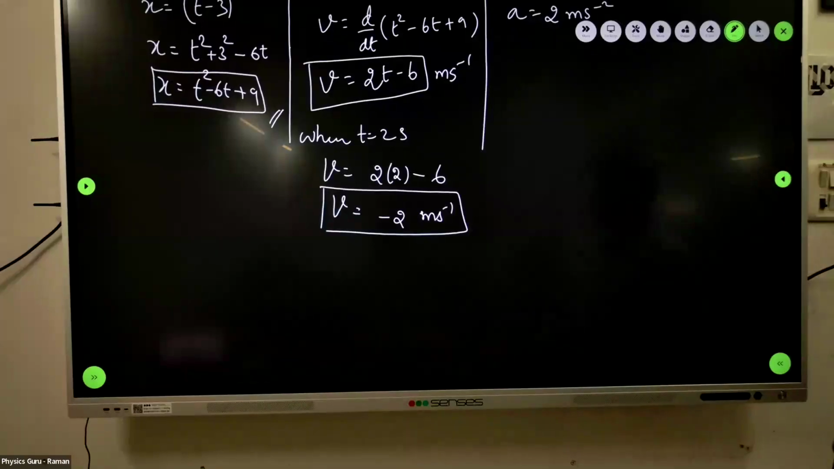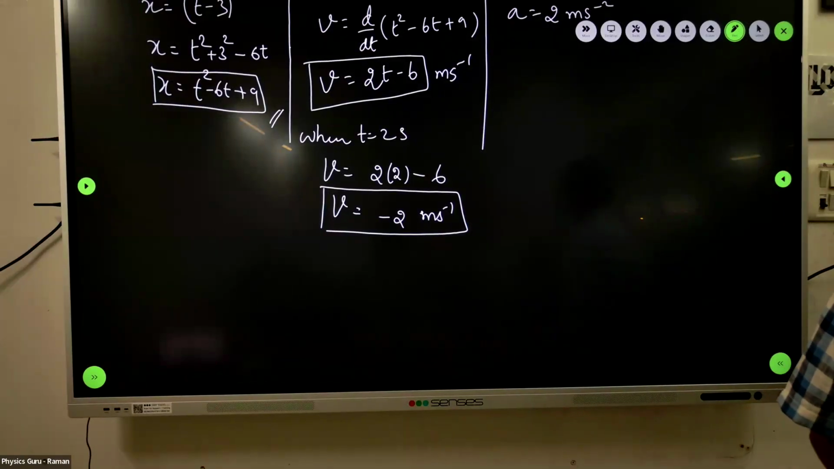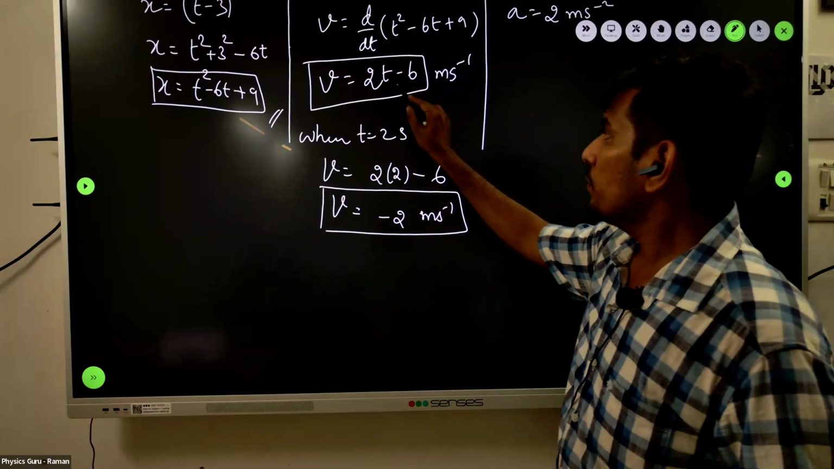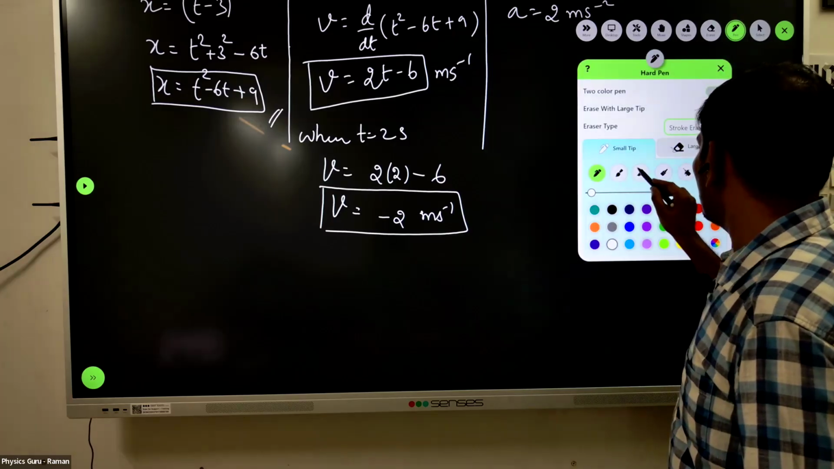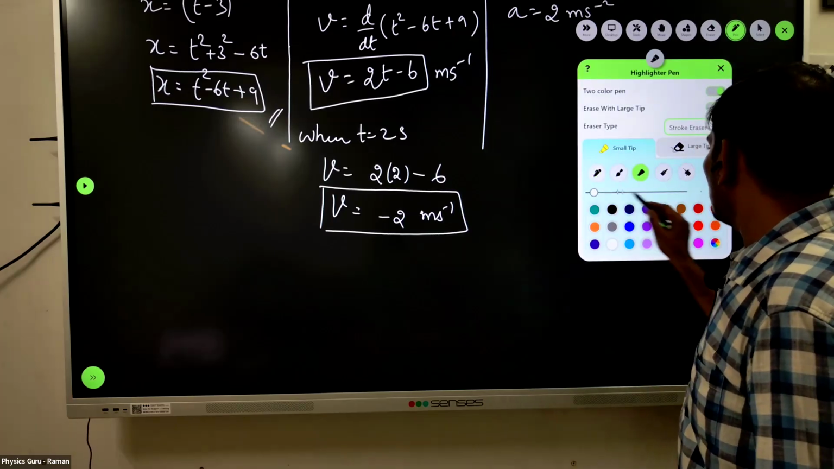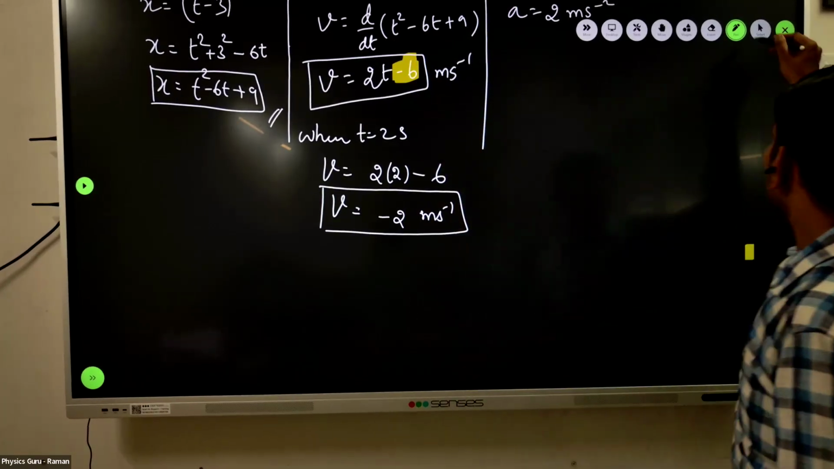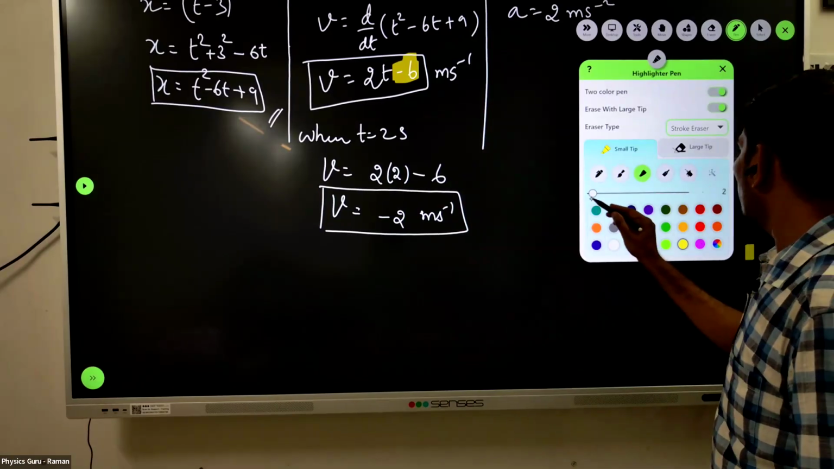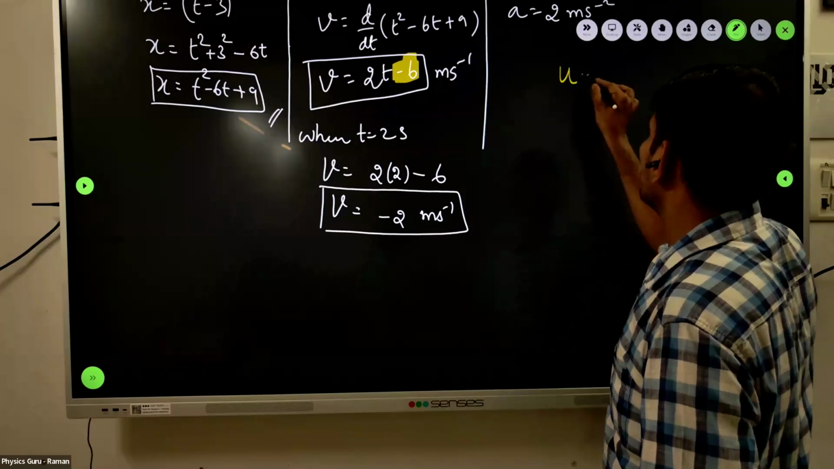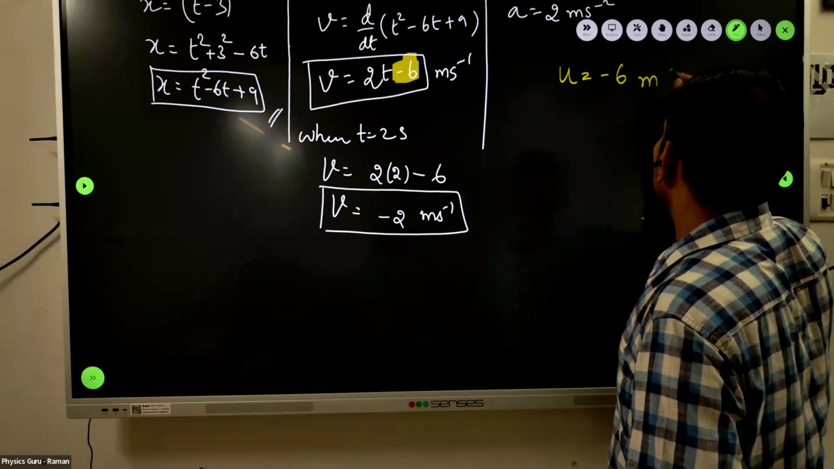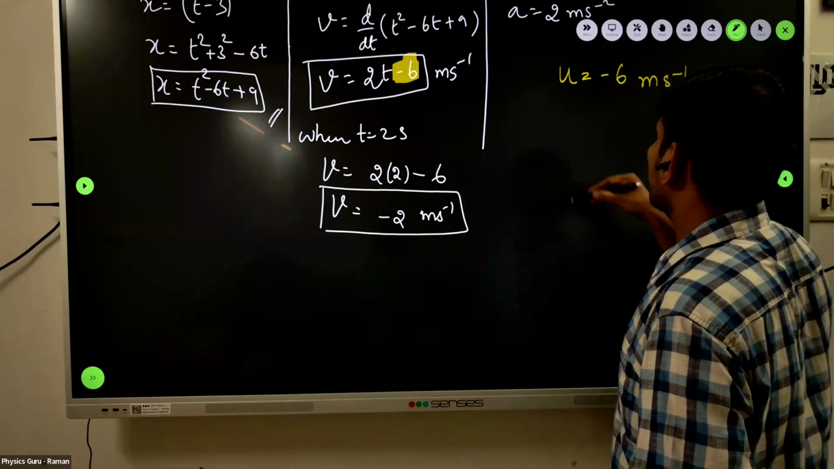Can we cross verify this answer with our old equation? Shall we try using the formula V is equal to U plus AT? Yes, sir. So let's take all the necessary equations. From this, I can identify the initial value. According to this, the initial value is minus 6. Initial value is how much, sir? Minus 6, sir. So we can write U is equal to minus 6 meters per second.